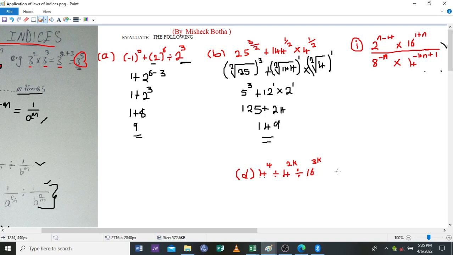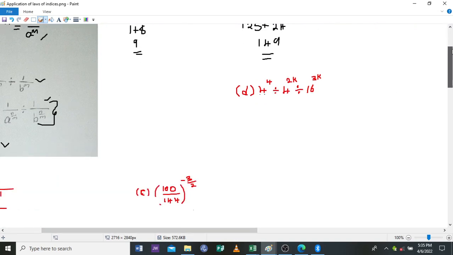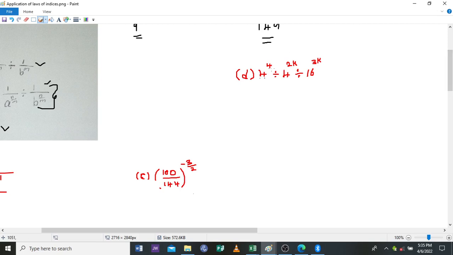So we can solve this one as well, right here, before we go to that one. So here what we have is 4 to the power 4 divided by 4 to the power 2k divided by 16 to the power 3k. So according to laws of indices, we can balance the bases. We first deal with the first 2 things. We see that they have equal bases, or if you don't want that, you can just reduce everything to 2, right, so that you have that.